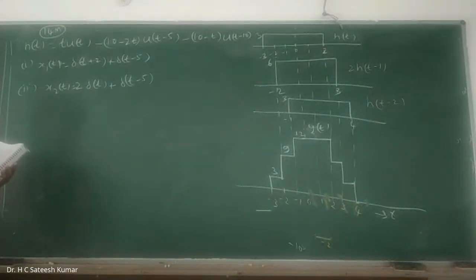What he said is, find the output for each of the following inputs. Output is nothing but the impulse response convolved with the input. So h of t convolved with x1 of t, once you do it, and h of t convolved with x2 of t, once you do it. 7 marks plus 7 marks, 14 marks, you will get it. So you should be very careful while doing this kind of problem.